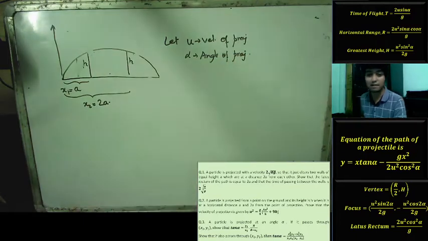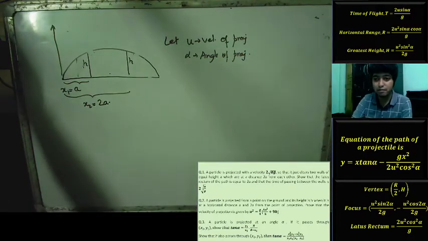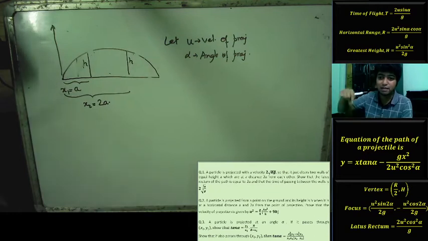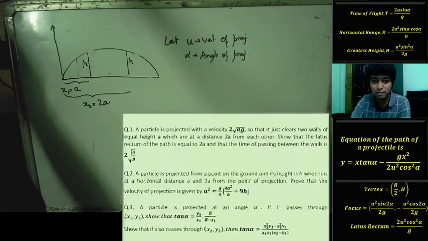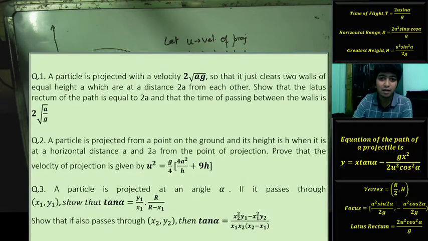Okay, so let's try to do it. What we can do over here is directly use the equation of the path of the projectile. Why don't we use anything that involves the time? Because if you look at the difference between question 1 and question 2, question 1 involves the time, whereas question 2 does not. So that's why we will go straight ahead with the equation of the path of the projectile.